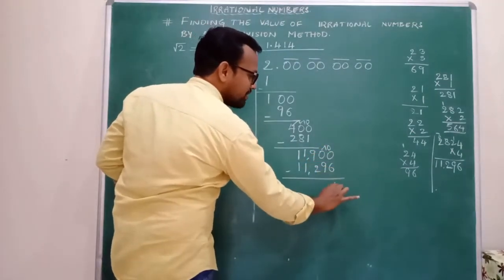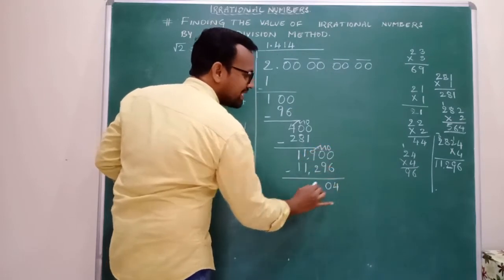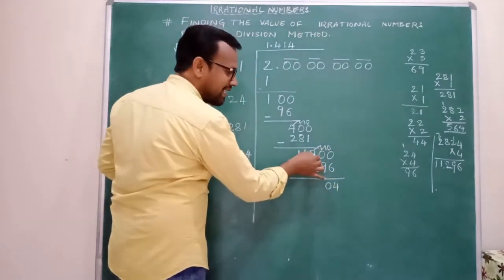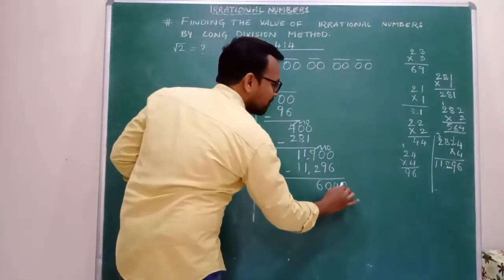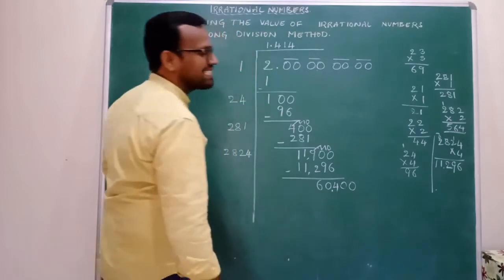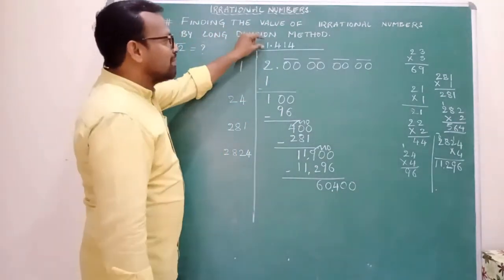10 minus 6, 4. 9 minus 9, 0. Now this becomes 8. 8 minus 2, 6. Take 2 more zeros. Now this becomes 60,400. And what number do you get here? Double this number.